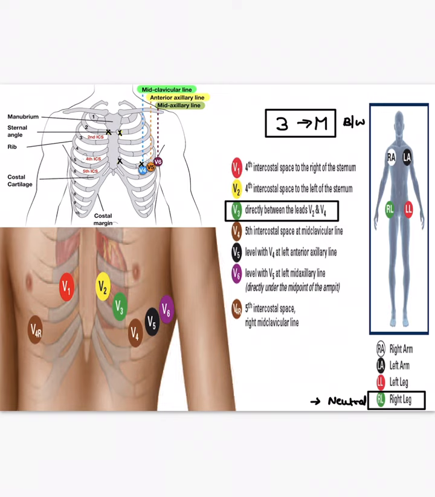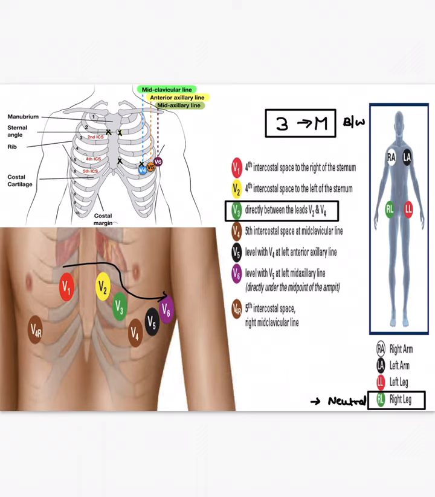Now, how are the leads V1 to V6 placed? It's very simple. Just start like this and go. Make an image in your mind. First of all, V1 is on the 4th intercostal space to the right of the sternum. Then you have V2, which is the 4th intercostal space to the left of the sternum.